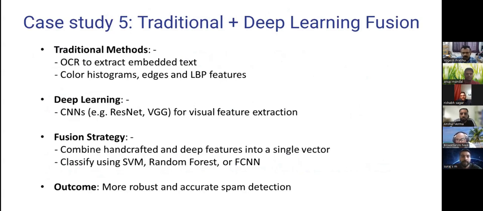Good evening, I'm Lieutenant Commander Suraj Menon. I'll be covering case study 5, which is a fusion version of traditional and deep learning techniques for image spam detection. In the traditional methods, OCR is used to extract the embedded text in the image.